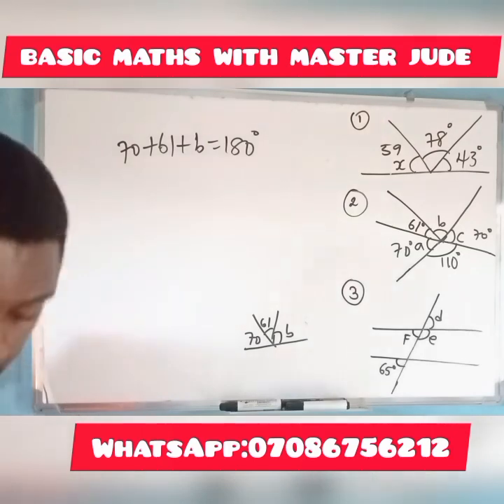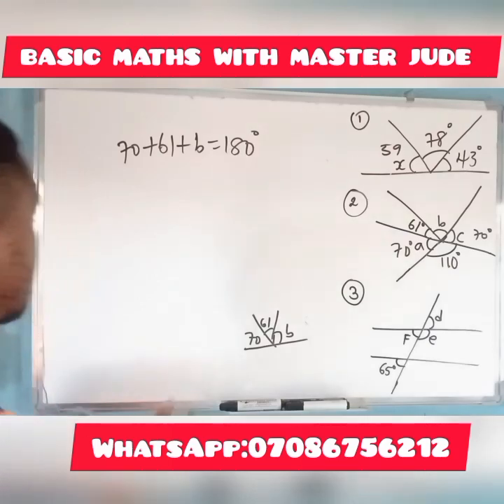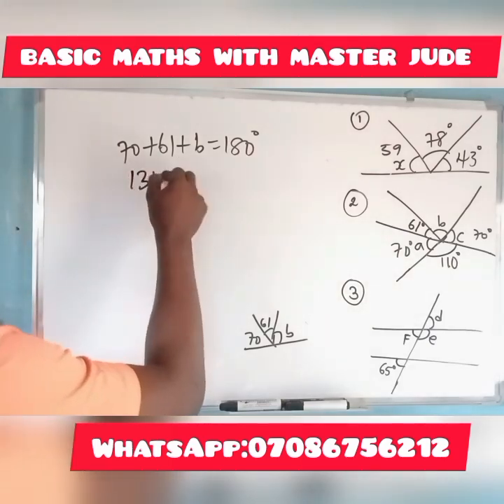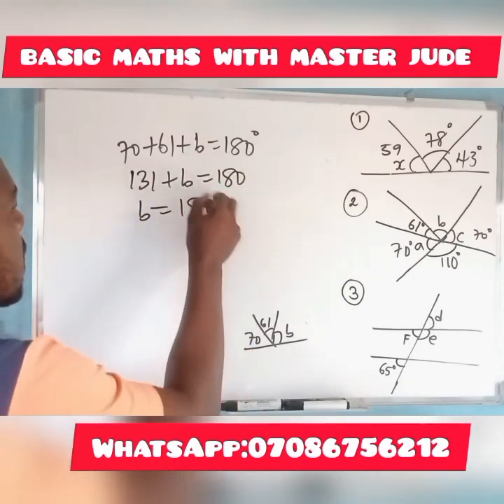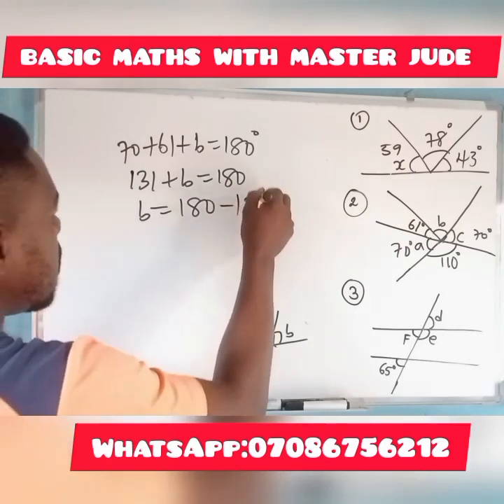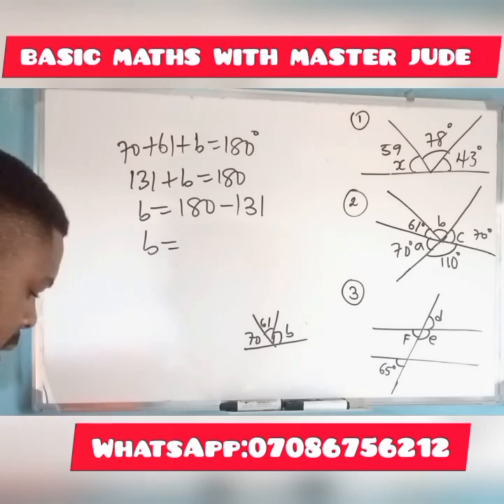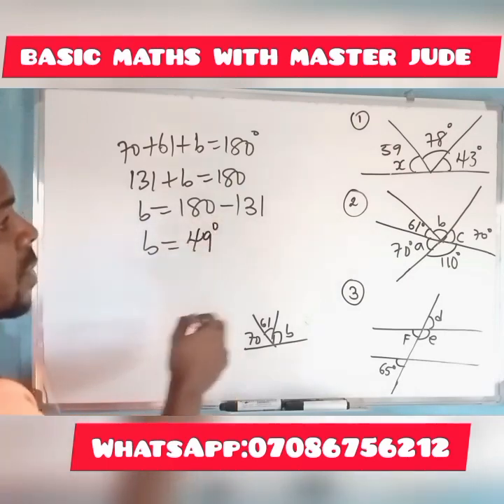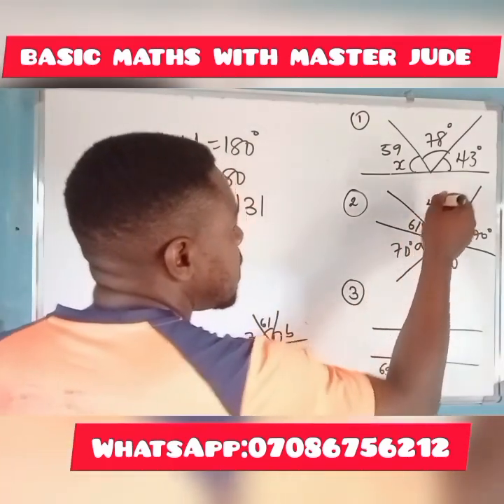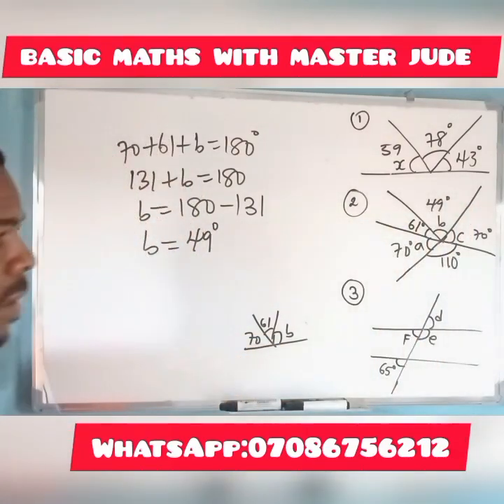Now let's add up. 70 plus 61 will give us 131. So this is 131 plus B is equal to 180. Now B is equal to 180 take away 131. So the value of our B will be 180 take away 131, which gives us 49 degrees. So our B is 49 degrees.